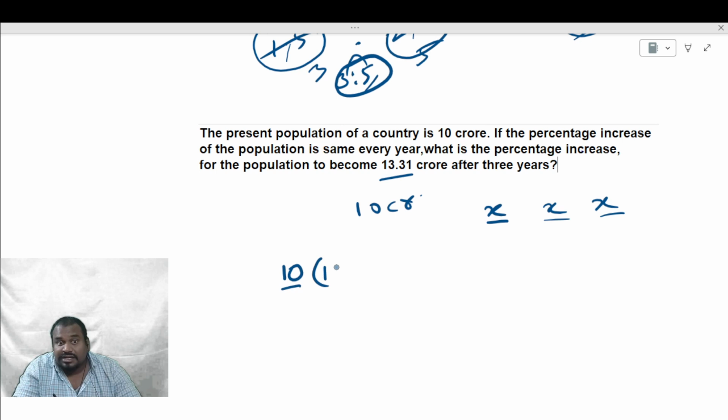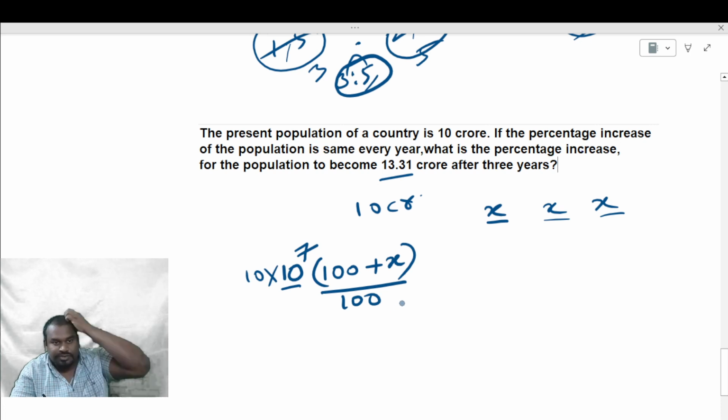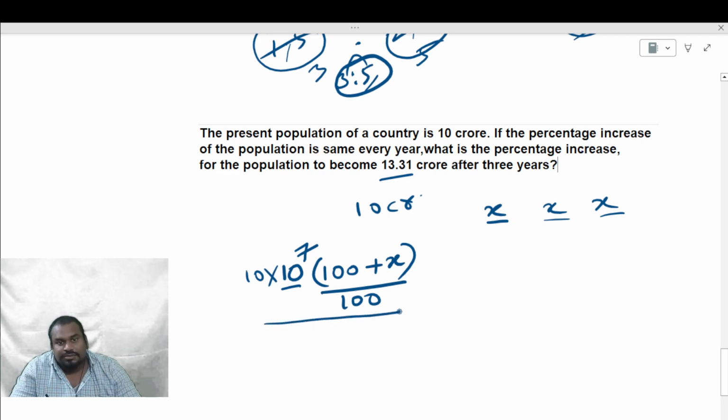After 1 year, it is 100 plus X by 100. Suppose in place of X, 20 is there. If it is increased by 20%, you will multiply 10 crore into 120 by 100. Per crore, what is the value? 10 power 7. So 10 into 10 power 7, in crore you have to write. So with 100 plus X by 100, this is the population after 1 year.